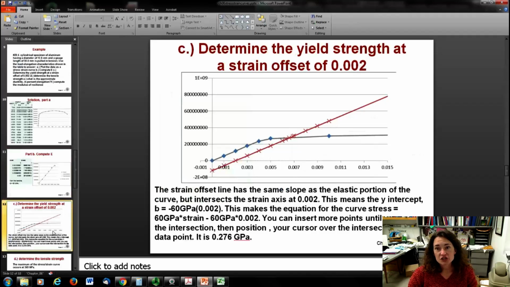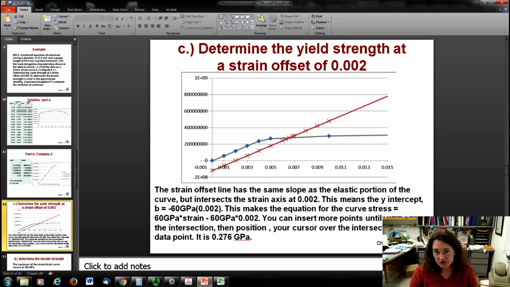Next it said, determine the yield strength at a strain offset of 0.002. So this is the point at which plastic deformation occurs. Basically, the strain offset line is going to have the same slope as the elastic portion of your curve, and then it's going to intersect the strain axis at whatever point it defined, here 0.002. So that means that your y-intercept for your line is going to be minus 60 gigapascals times 0.002, and your slope is, of course, 60 gigapascals.